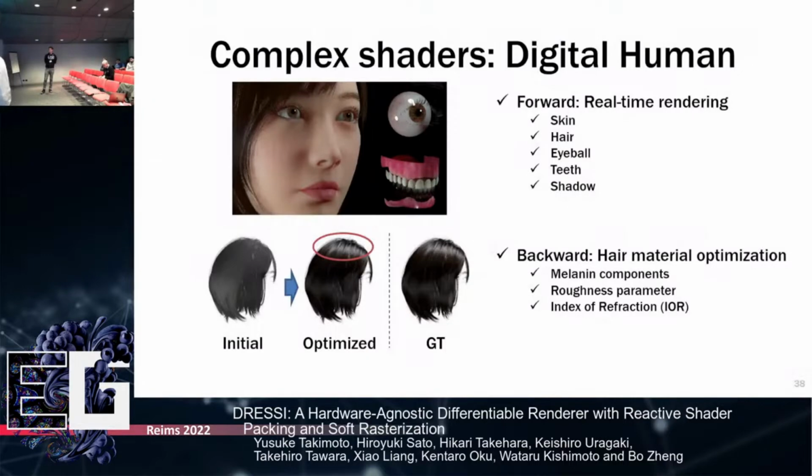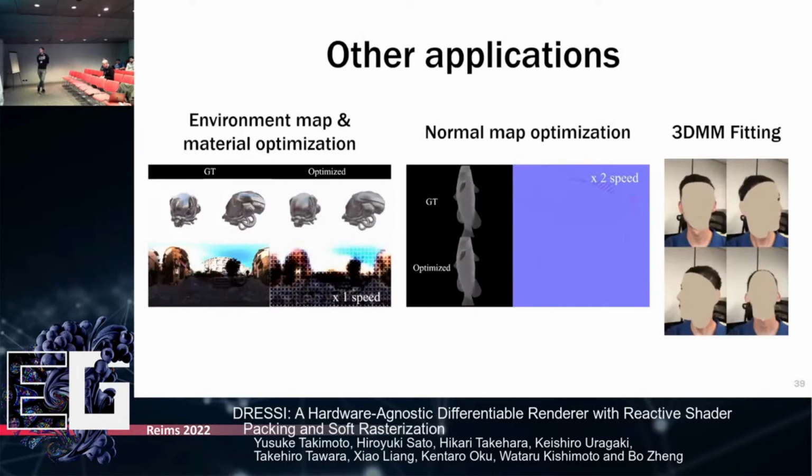In summary, our method supports complex shaders. As an example of digital humans, in the forward rendering, we can perform real-time rendering with skin, hair, eyeball, teeth, shadow, etc. And also, our method is differentiable rendering, so it supports backward optimization. We show the hair material optimization. Our method, DRESSI, supports many applications, such as environment map and material optimization, normal map optimization, and 3D model fitting.